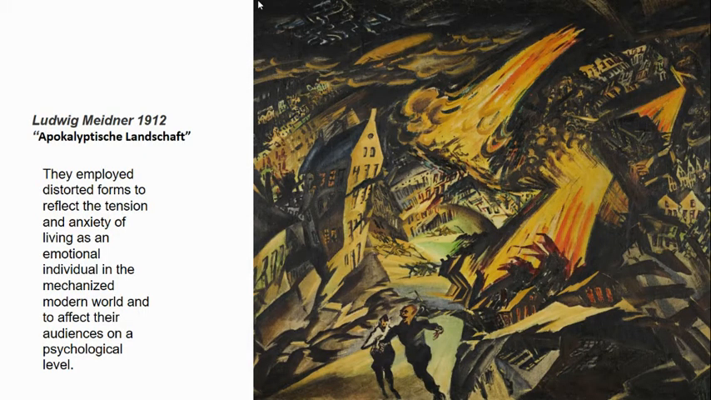Here's another image. Besides the human figure, landscapes were also seen, and there's a sense of distortion. They employed distorted forms to reflect the tension and anxiety of living as an emotional individual in the mechanized modern world, and to affect the audiences on a psychological level. So they didn't just want to make things look like they looked in real life, they wanted to hit the emotions that they were feeling.